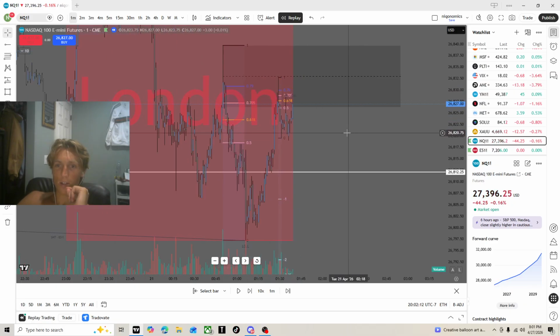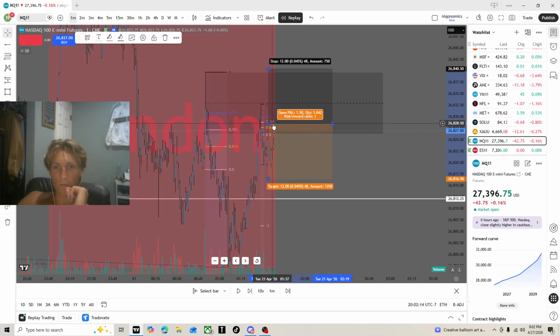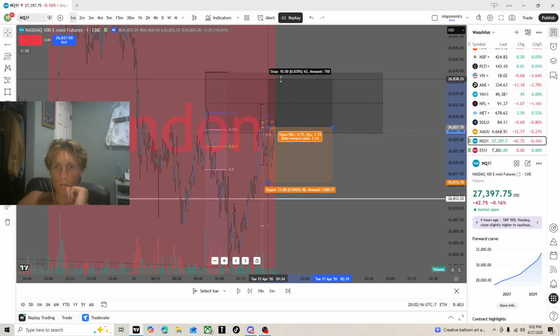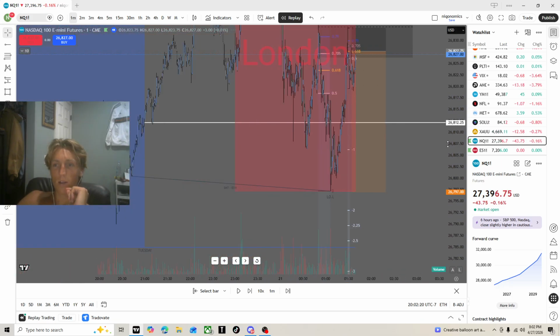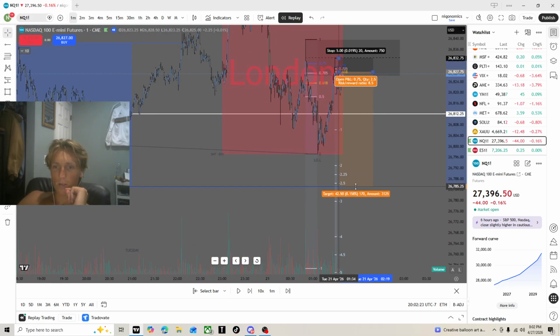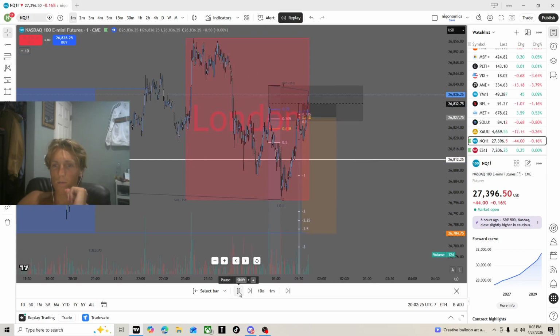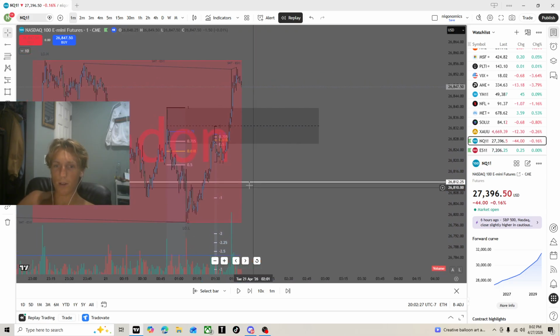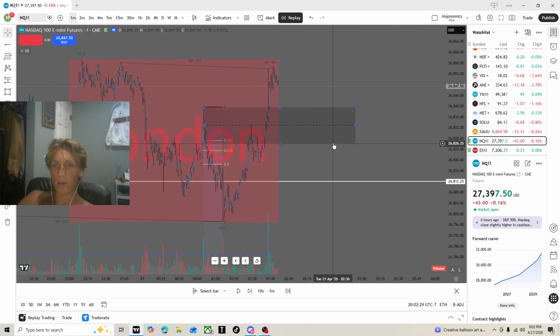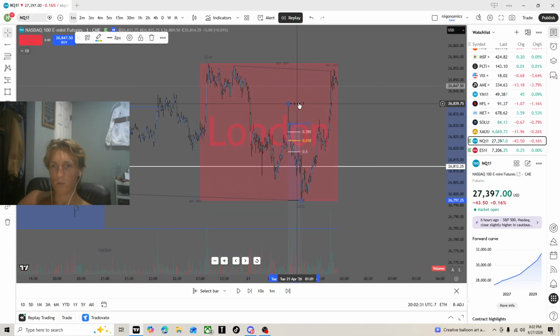Would have gotten your entry off the 0.618 here. You could run your stop at this high. Target these lows. And that one ended up not playing out. You would have got break even on that one.